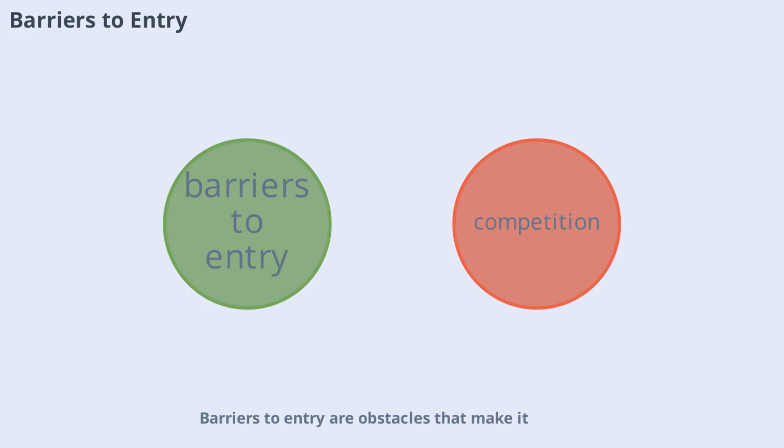Barriers to entry are obstacles that make it difficult for new firms to enter a market. These can include high startup costs, strict regulations, or access to key resources. When barriers are high, existing firms can maintain their market power and keep competitors out. This limits competition and can lead to higher prices and less innovation. Reducing barriers to entry is a key goal of antitrust policy.